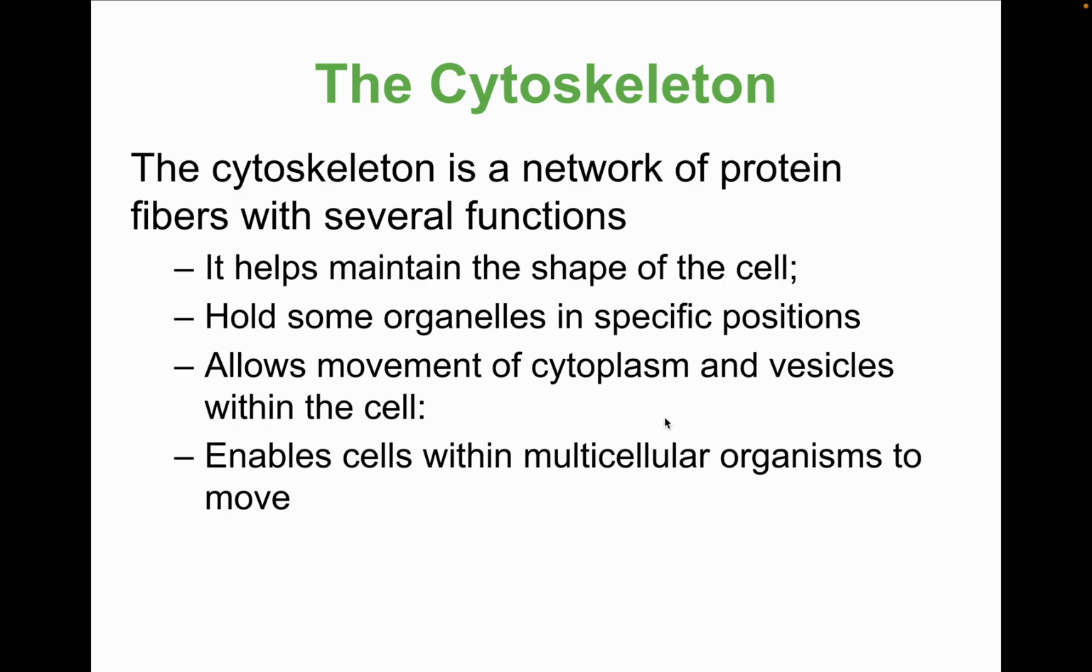The cytoskeleton is basically like the skeleton of your body, except it's much softer. It's a network of protein fibers with several functions. There are many types of cytoskeleton. Their main role is to maintain the shape of the cell. However, they sometimes also link organelles together and hold them in place so they don't float around randomly inside the cell. However, they still allow movement of cytoplasm vesicles within the cell. They don't really restrain them. They also enable cells within multicellular organisms to move in some cases, such as white blood cells.